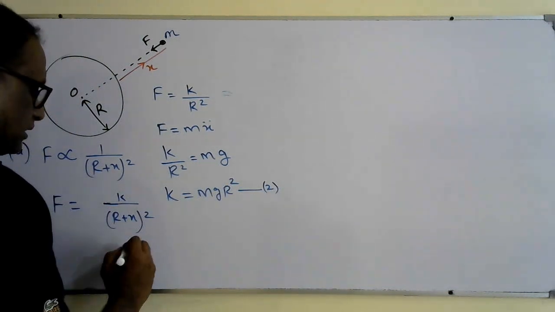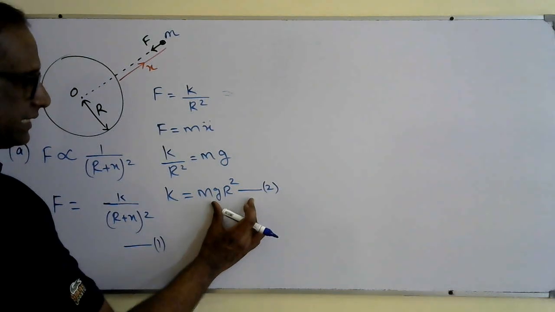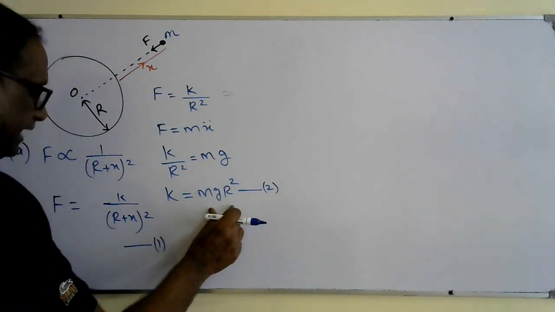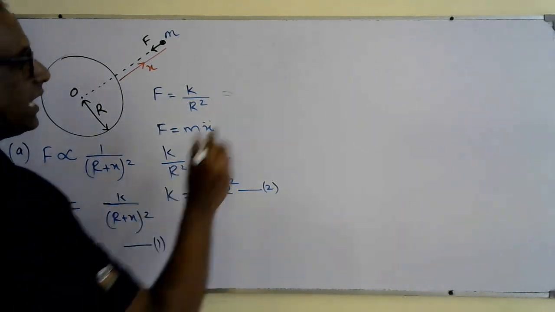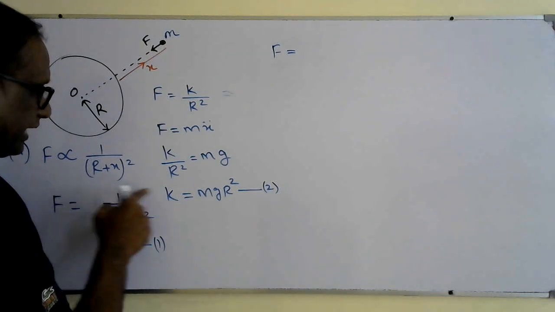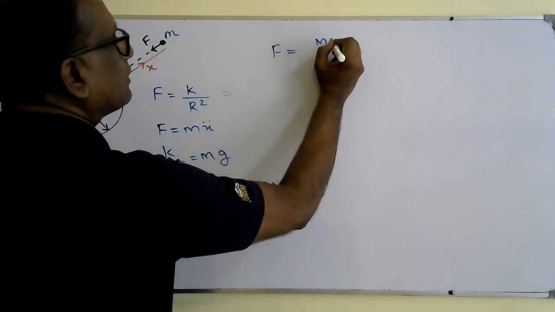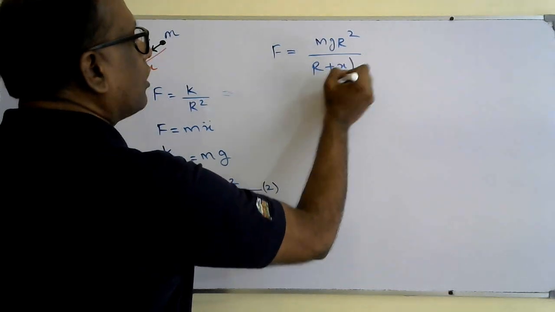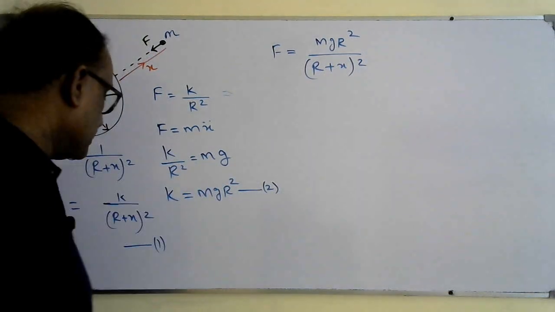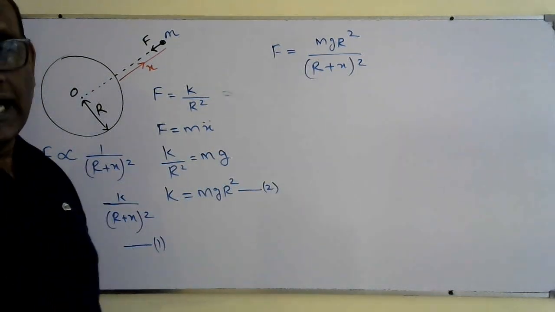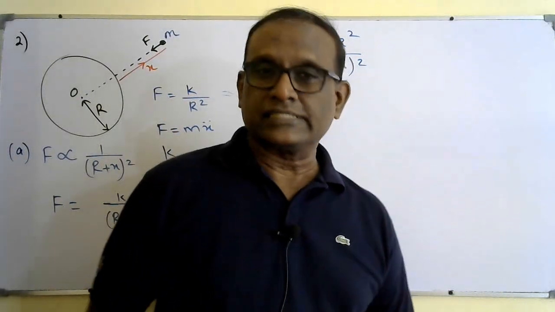So substitute the second expression for k into the first equation, and you will get the answer. So F is going to be, substituting 2 into 1, instead of k substitute mgR squared, over (R plus x) all squared, or (x plus R) all squared, either way you can write it. Okay, so this is the answer for the first part, question number 2.